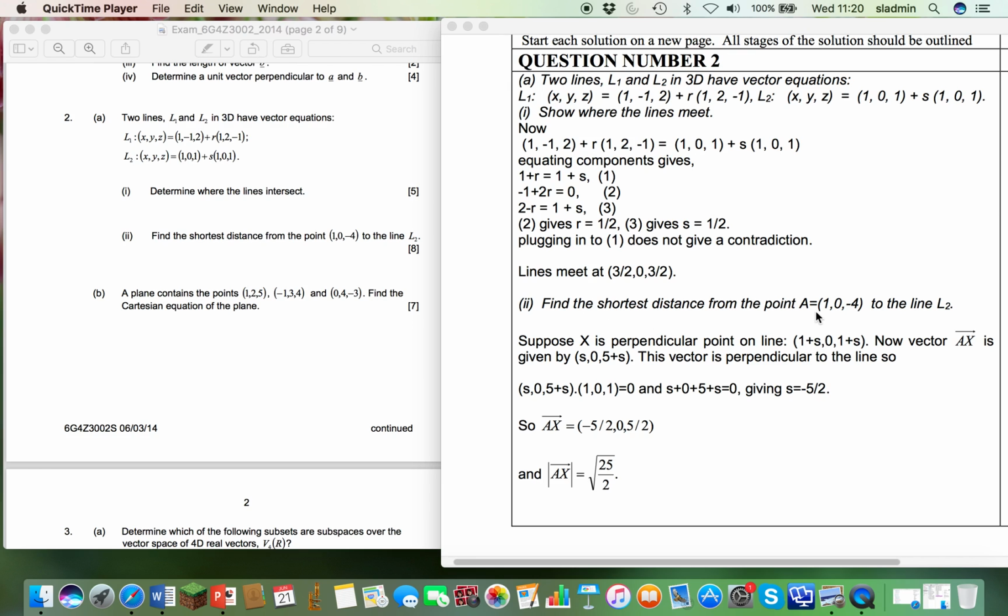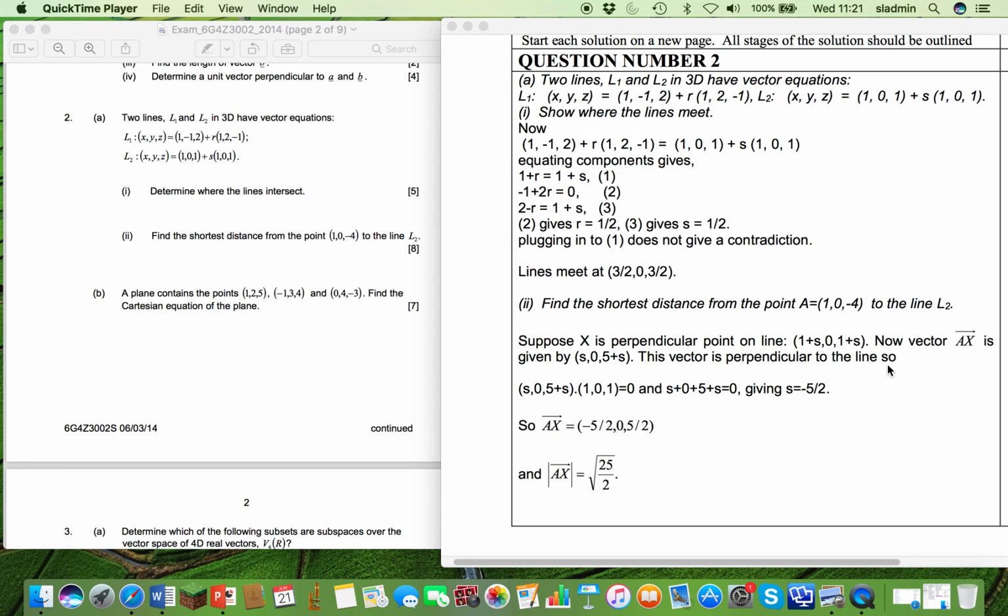To find the shortest distance from the point (1, 0, -4) to the line L2, we proceed as follows. So we suppose that X is the perpendicular point on the line. So here is our line L2, which is written in this form. So it's (1 + s, 0, 1 + s). So that is the vector equation of the line, and we assume that X is the perpendicular point on that line. So the vector AX is given by (s, 0, 5 + s). So remember, the vector AX is the vector x minus a.